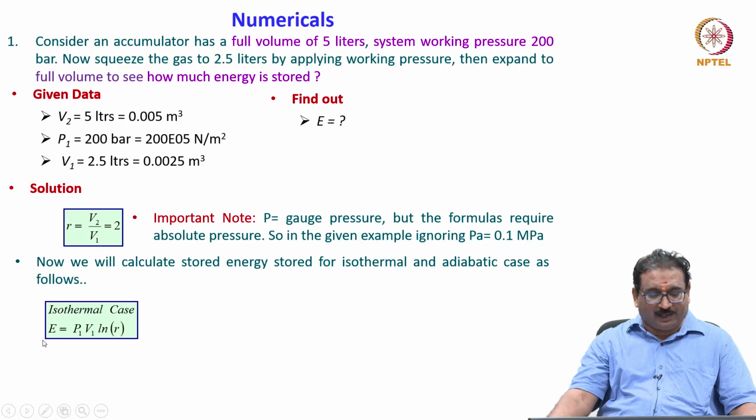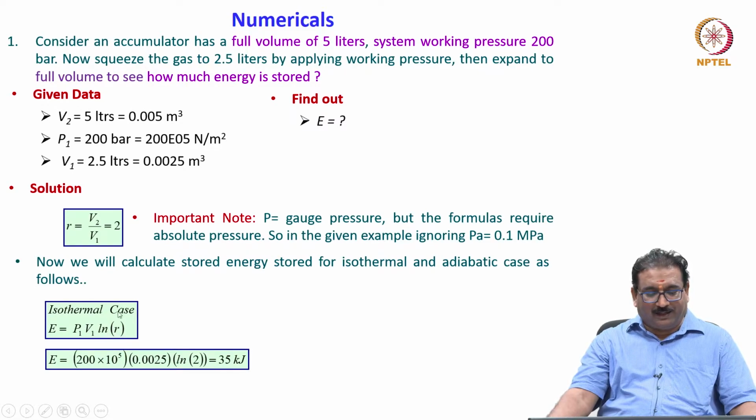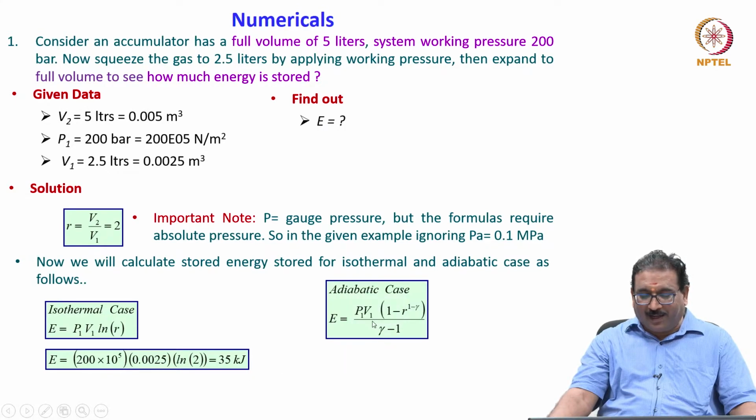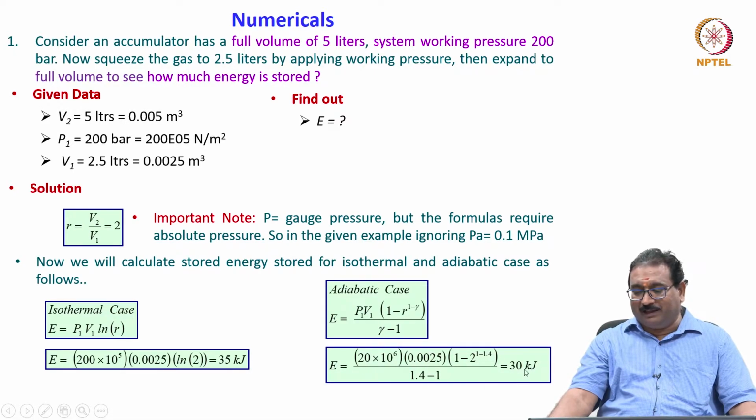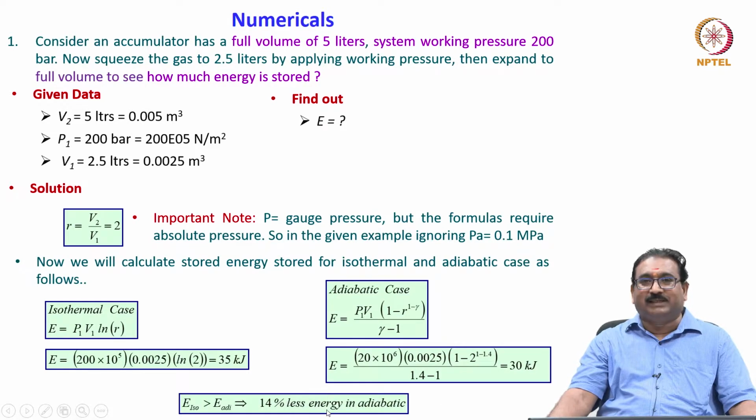Isothermal case, already we know that E equal to P1 V1 ln R. Already we know all the values, P1 is known, V1 is known and R is also known. Calculate, 35 kilojoule. Similarly, adiabatic, gamma is coming, P1 V1 into bracket 1 minus R to the power of 1 minus gamma, divided by gamma minus 1. Substitute all the values, I will get 30 kilojoule for adiabatic. For isothermal, 35 kilojoule. How much is it less? Approximately 14% less energy in adiabatic.